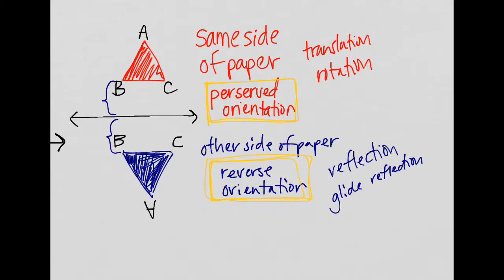So, quick review. If you're on the same side of the paper, you preserved orientation, as in a translation and a rotation. If whatever you did to it reversed it and you flipped it over, now you see the other side of the paper, then it's a reverse orientation, such as in a reflection or a glide reflection.